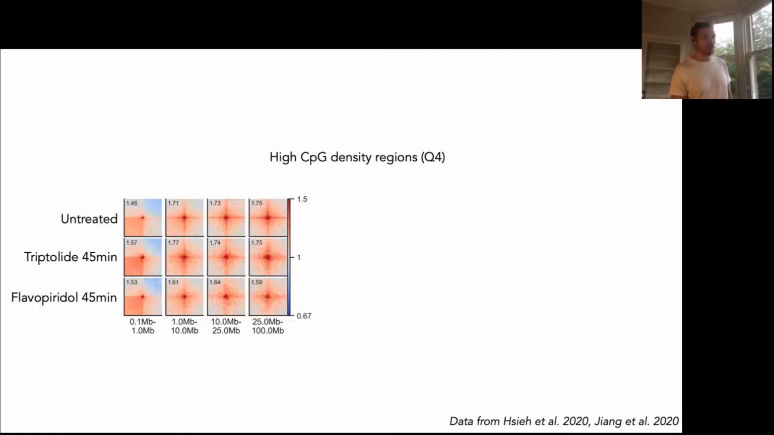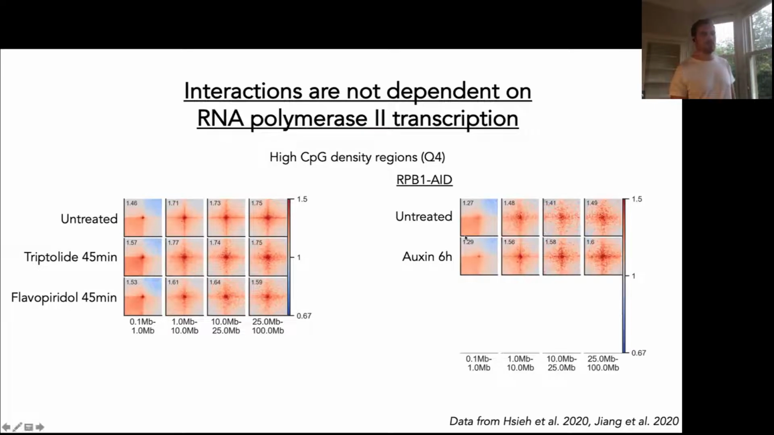If we take data where cells have been treated with triptolide or flavopiridol, which block transcription at different steps, these are small molecules, at least within these 45 minutes, you don't see a loss of interaction. So at least it's not something that's immediately downstream of transcription. And you can even see here when you degrade RPB1 using a degron system, so you will lose the whole Pol II complex, that you still have these interactions, even without Pol II.